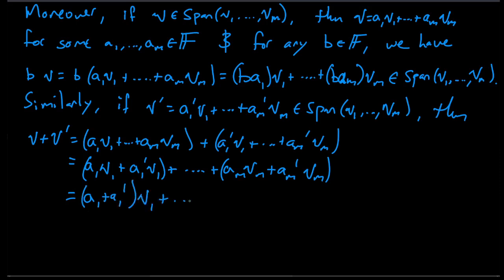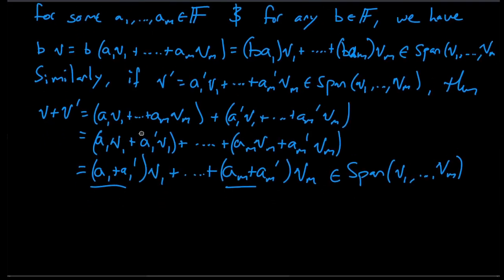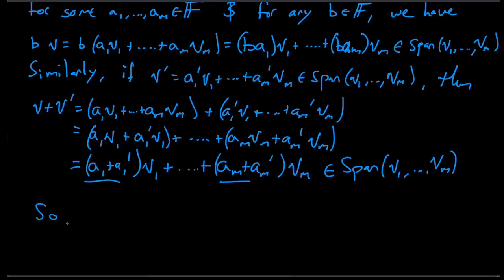And now using distributivity, I can take this to be a1 plus a1 prime times v1 plus dot dot dot all the way on down to am plus am prime times vm. Okay, and hey, this is in the span of v1 through vm. That is, it's a bunch of elements of our field times the vectors in our list. Nice.